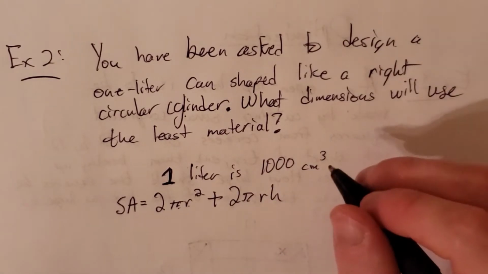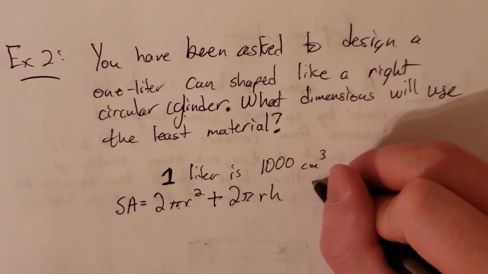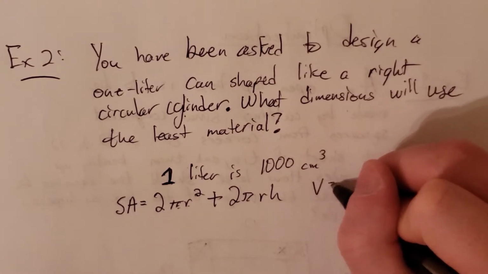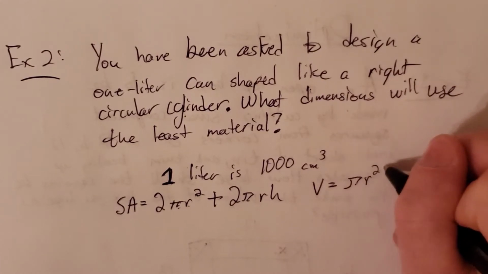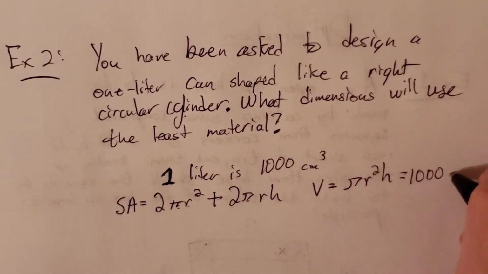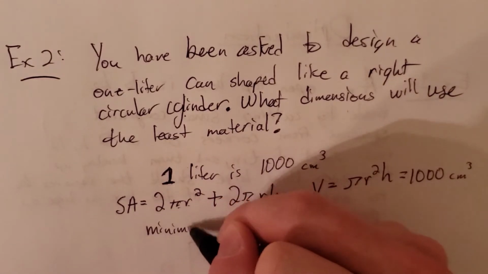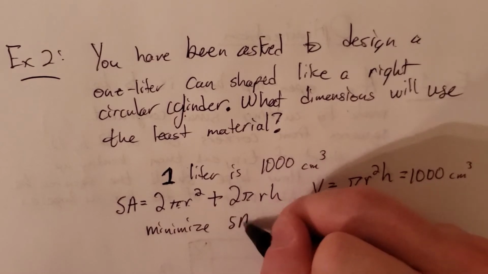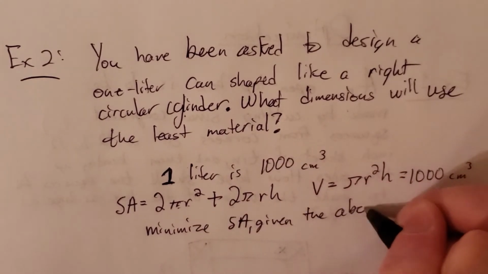All right. We do have another formula here, though, that we can work with to help reduce the number of variables. And that is that V, the volume, is equal to pi r squared times h, which we were told was 1,000 cubic centimeters. Again, we want to minimize the surface area given the above volume.